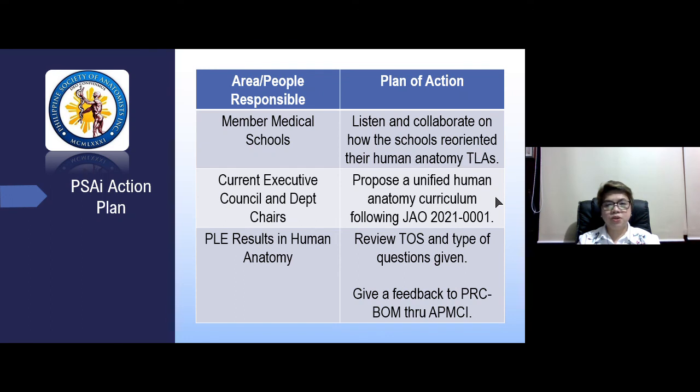In the past 10 years, highest failure rates in the physician licensure exam were noted in human anatomy and that of surgery. That is the reason why we would like to review the table of specifications and the type of questions given in human anatomy for the past years and see how we can collaborate and help medical schools in teaching and learning human anatomy in order to increase the passing rate of graduates in the physician licensure examination.